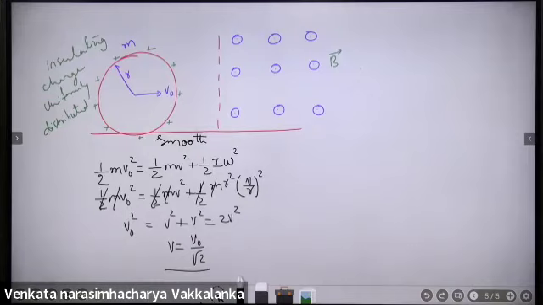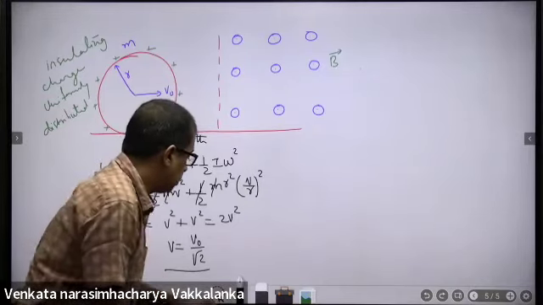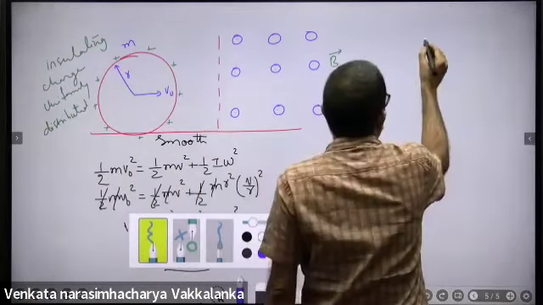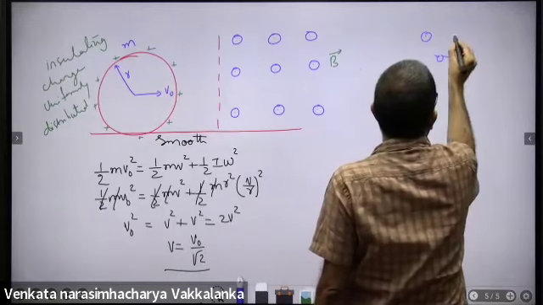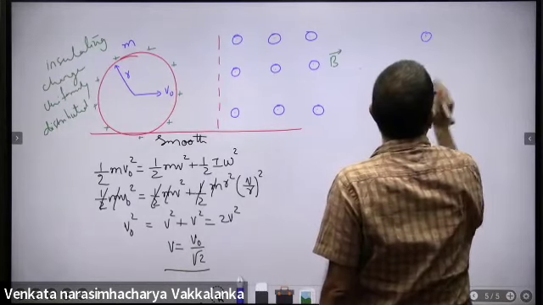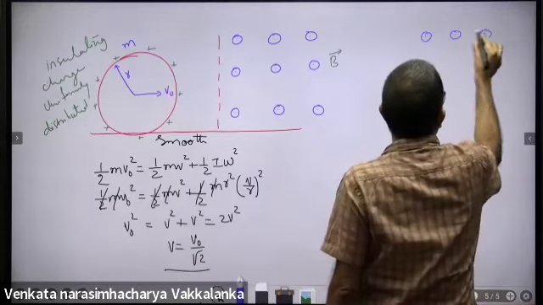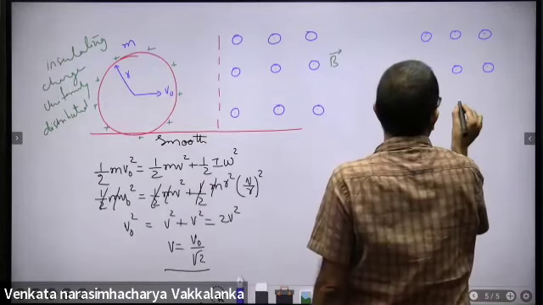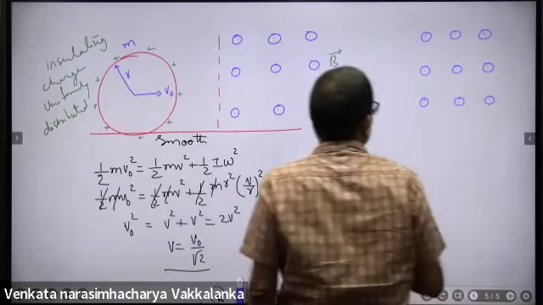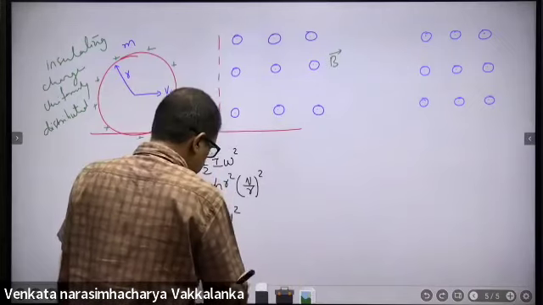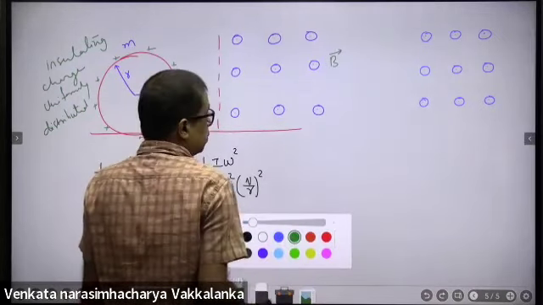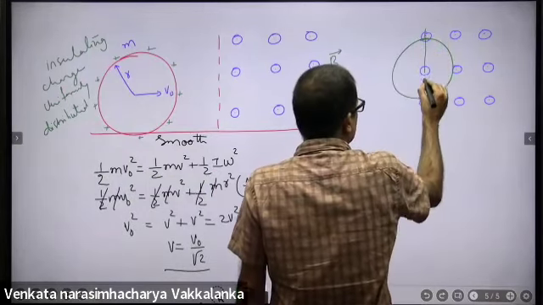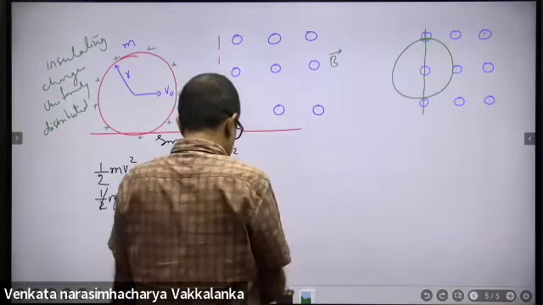Second hint. I'll use blue color for the second hint. You have the magnetic field this way. The ring entered by a distance of x. No, I made it at the circle.